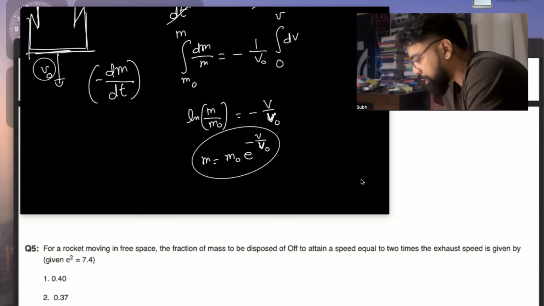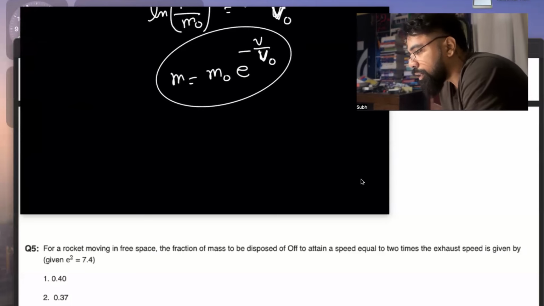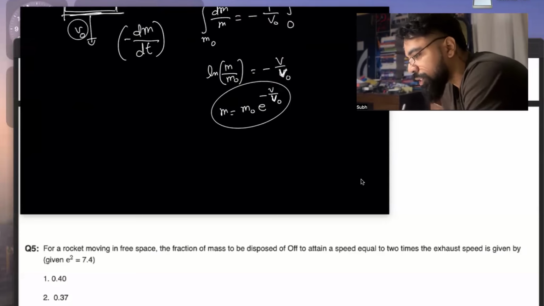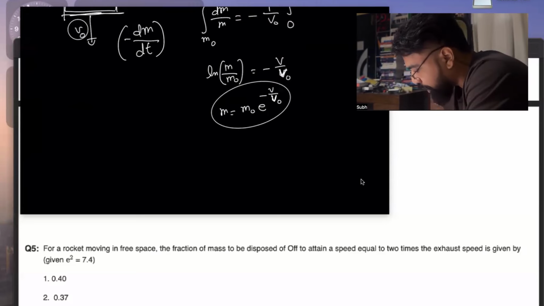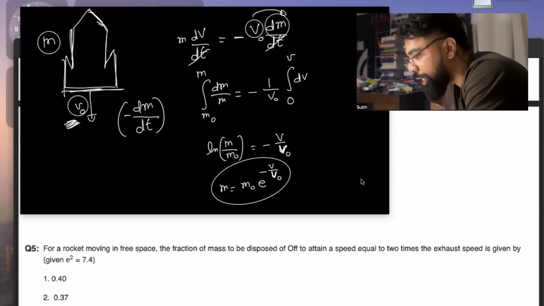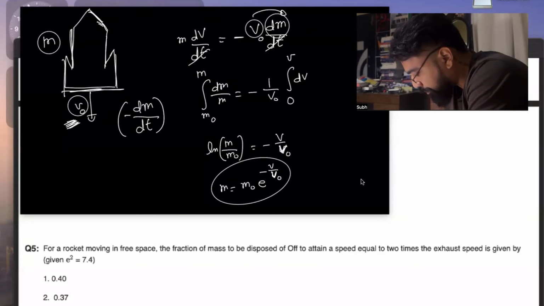Okay. So now with this information in mind, we'll come to the problem. We'll try to tackle the problem. So what the problem is saying, for a rocket moving in free space, that means in vacuum, which is beyond atmosphere, the fraction of mass to be disposed of to attain a speed equal to twice the exhaust speed. So what is V naught? Remember, V naught is the speed of the burning of the fuel. That means this is the speed of the exhaust. And V is the speed of the rocket. So this means your V has now become 2V naught according to the problem.